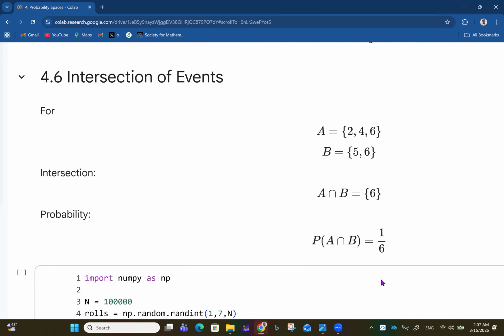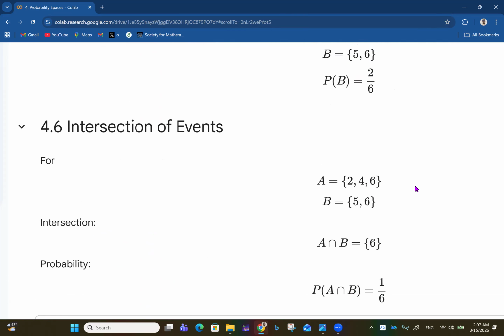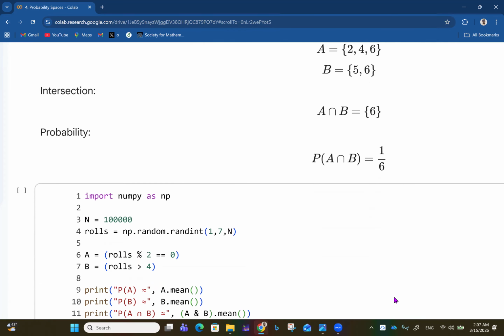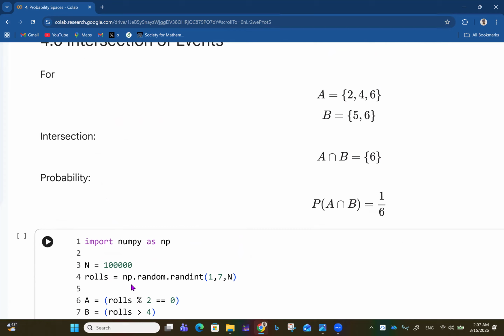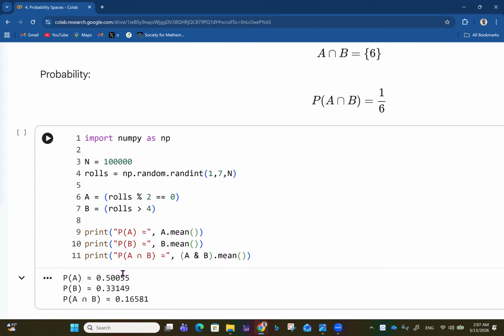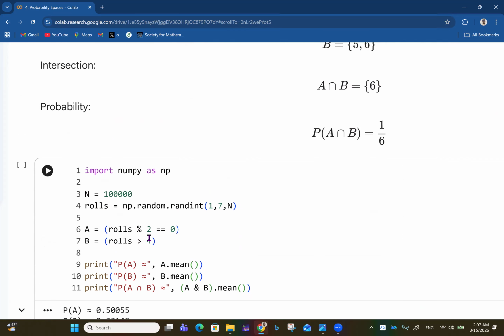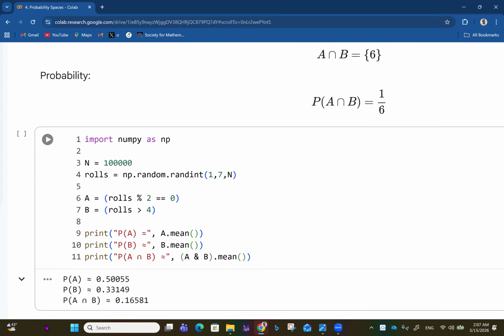Then you can have the intersection of events. For A is {2, 4, 6} and B is {5, 6}, the intersection of A and B is simply {6} because 6 is common to both. So if you are looking for the intersection of these two events, that'll be 1 out of 6. Of course, we can simulate that here. The probability of A is 0.505, because the probability of A is 3 out of 6, so that's 0.5. You can see those decimals are trailing because of the way the computation is going. The probability of B is 2 out of 6, that's 1 over 3, roughly 0.3333. And the probability of the intersection of both of them will be 0.16581.